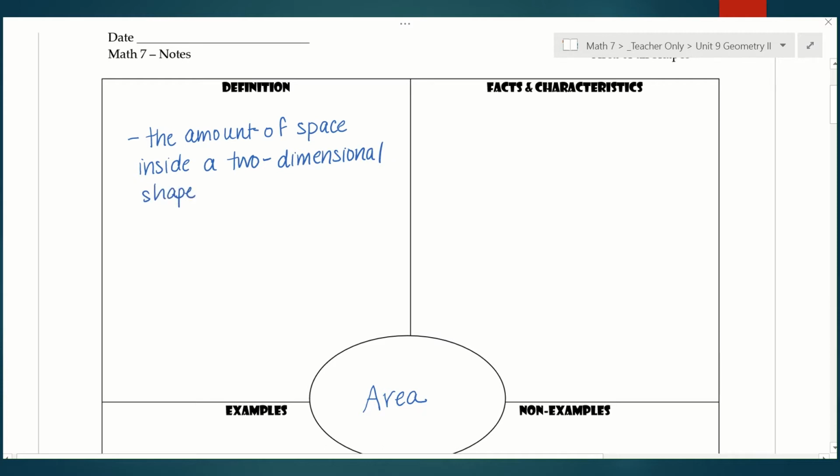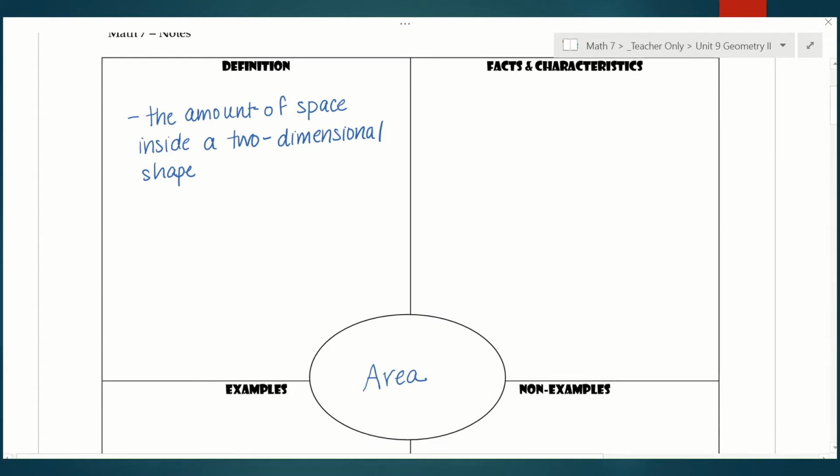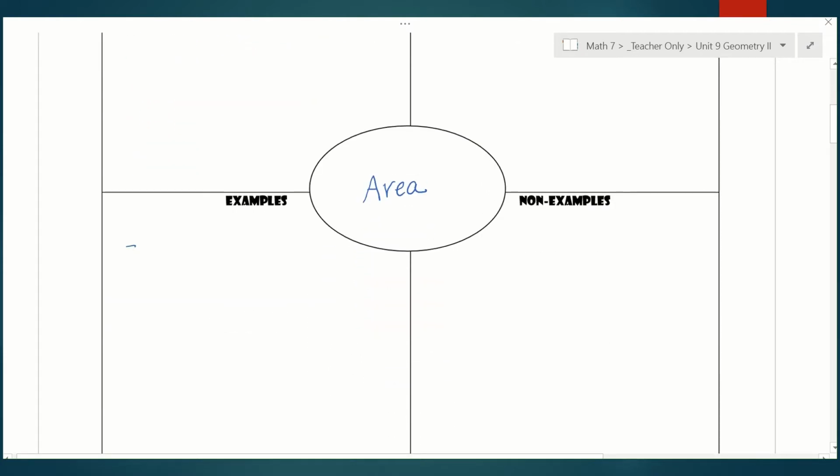So a couple things to talk about. What's a two-dimensional shape? A two-dimensional shape just means that it's flat. So it doesn't have any height to it. And so when you think of area, think about you're trying to cover something. So if you're trying to cover a floor, for example, you might be thinking of area because you're going to put carpet down. Okay, so the floor is a two-dimensional shape. It doesn't have any height. You're just covering it. And so maybe we could put that as an example here. Carpeting a room.